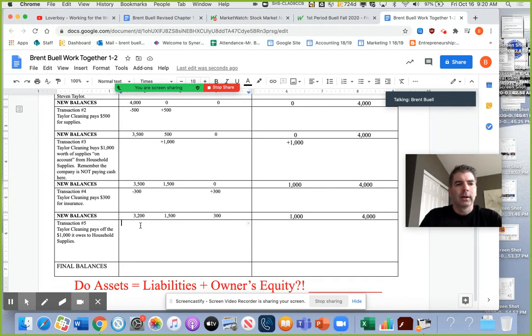All right, last one. Transaction 5. Household supplies. This time, we have made an agreement that at the end of the month, we will pay off everything we have so we can go into the next month with no debt. So the last transaction says we're paying off the 1,000 we owe to household supplies. So we're paying that debt off, that 1,000. Again, it doesn't say cash, but when you see paying, and it doesn't say, on account like we had before, you go minus 1,000 in cash.